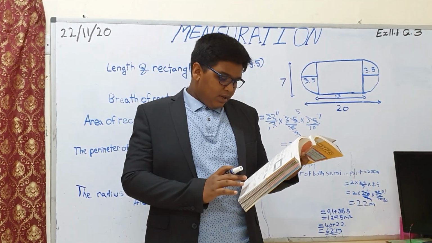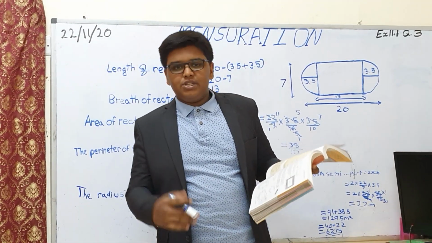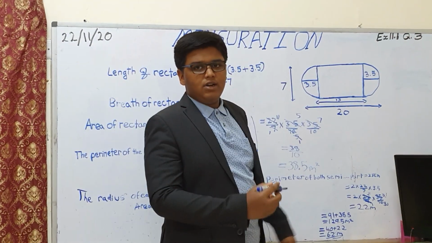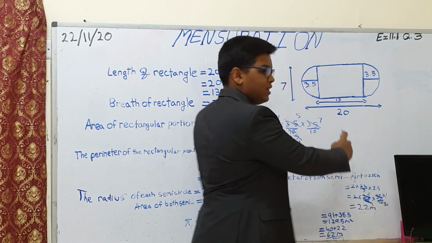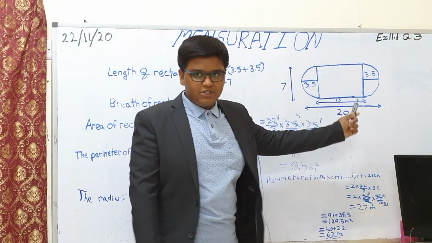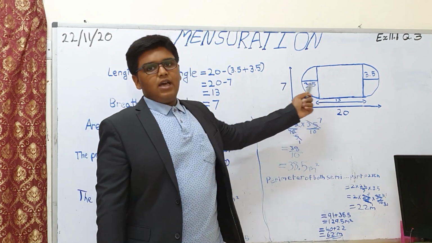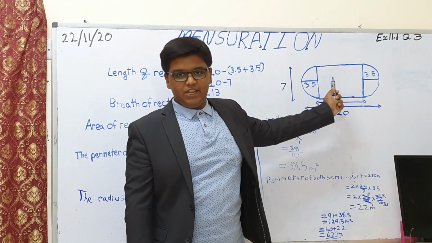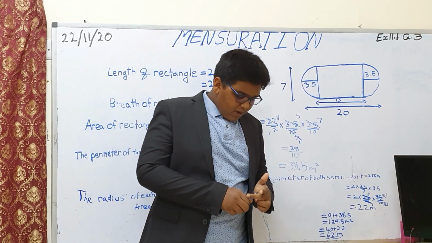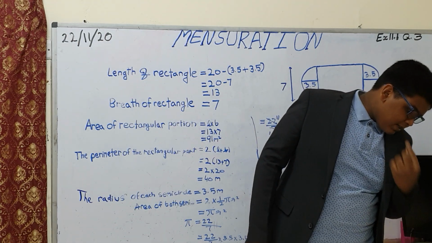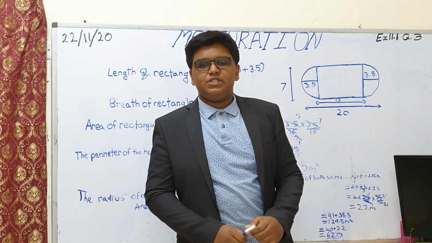semicircular at the ends, as shown in the diagram. Now, I have drawn a rough diagram here. There is a rectangle in the question. They have given information about the rectangle and the two semicircles covering it. Find the area and the perimeter of this garden.